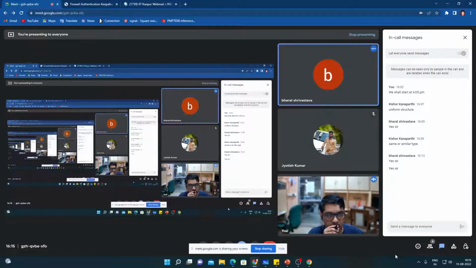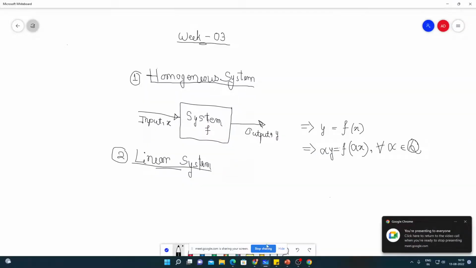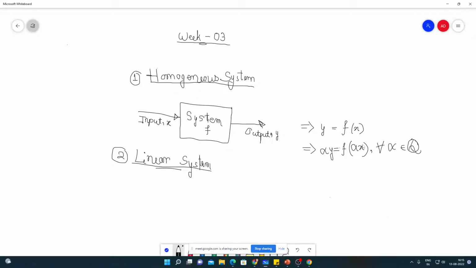Hello. Sir, if we give input to a system like x(t), we will get output as y(t). And if we multiply that x(t) with a certain quantity like a, the output will be multiplied with the same quantity a, if it's a homogeneous system. But sir, the linearity property also satisfies this thing. Exactly, so I'm coming to that.